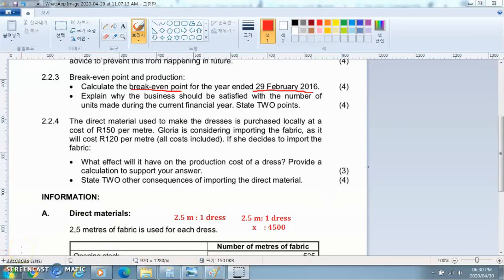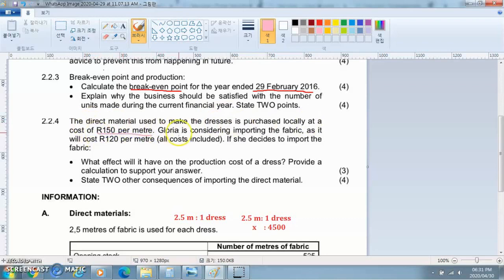Okay, so this is the last question that we're doing. So this one here, it says what? It says that the direct material used to make the dresses is purchased locally at a cost of how much? At a cost of 150. Okay, I'm going to use my pink. Okay, I have my pink here. It says the direct material used to make the dresses is purchased locally at a cost of how much? 150 rand per meter, right?